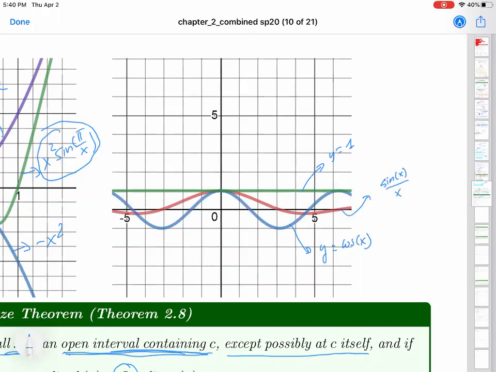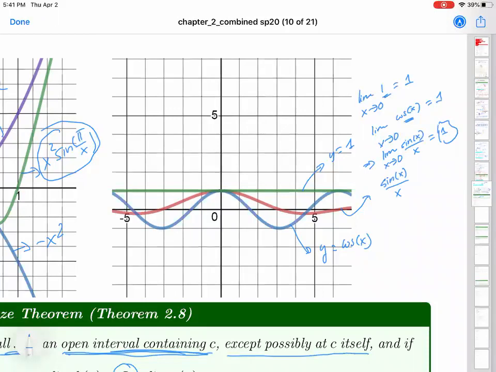So we know that this red function is squeezed in between the green and the blue functions, and we know that the limit of y equals 1 when x goes to 0 is 1. And the limit of cosine of x when x goes to 0 is also 1, right? And these two functions are squeezing this red function. So by the squeeze theorem, you can conclude that the limit of the function sine of x over x when x goes to 0 is also 1.